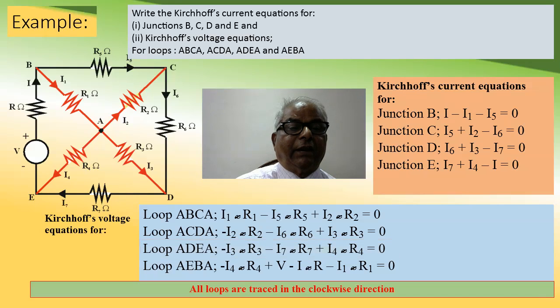And finally, for loop AEBA, we get minus I4 into R4 plus V minus I into R minus I1 into R1 is equal to 0. Don't you feel that writing the Kirchhoff's current and voltage equations for the junction and for the closed loop is so easy and clear?